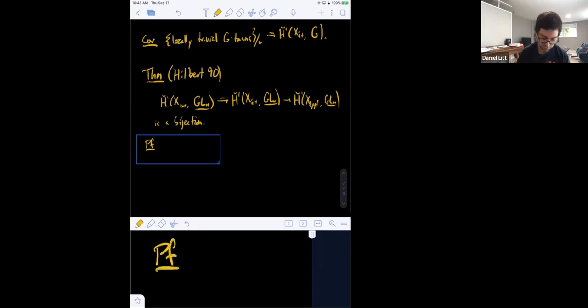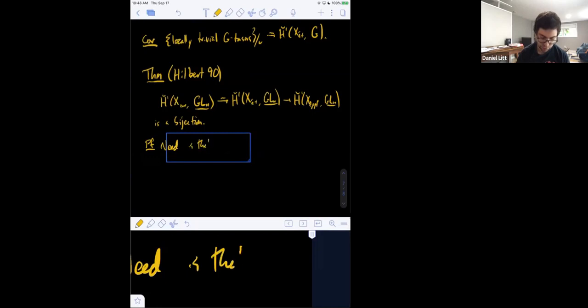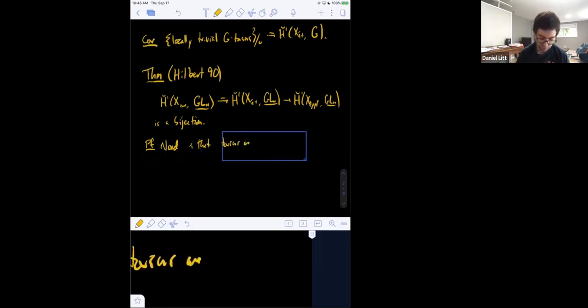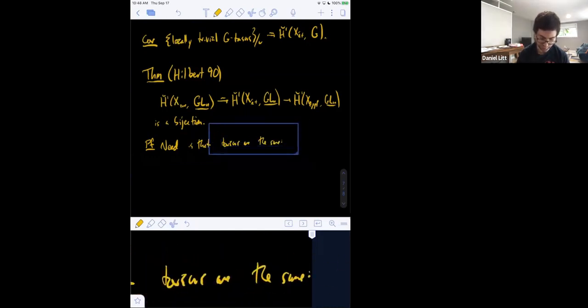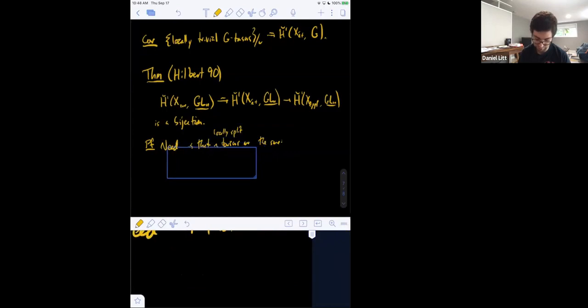So the proof is, so what you need is that torsors are the same. So the locally split torsors are the same. And in fact, any torsor will be locally split. That's not part of the content of this theorem, but it's true in this case. Okay, and so can anyone tell me why that is?